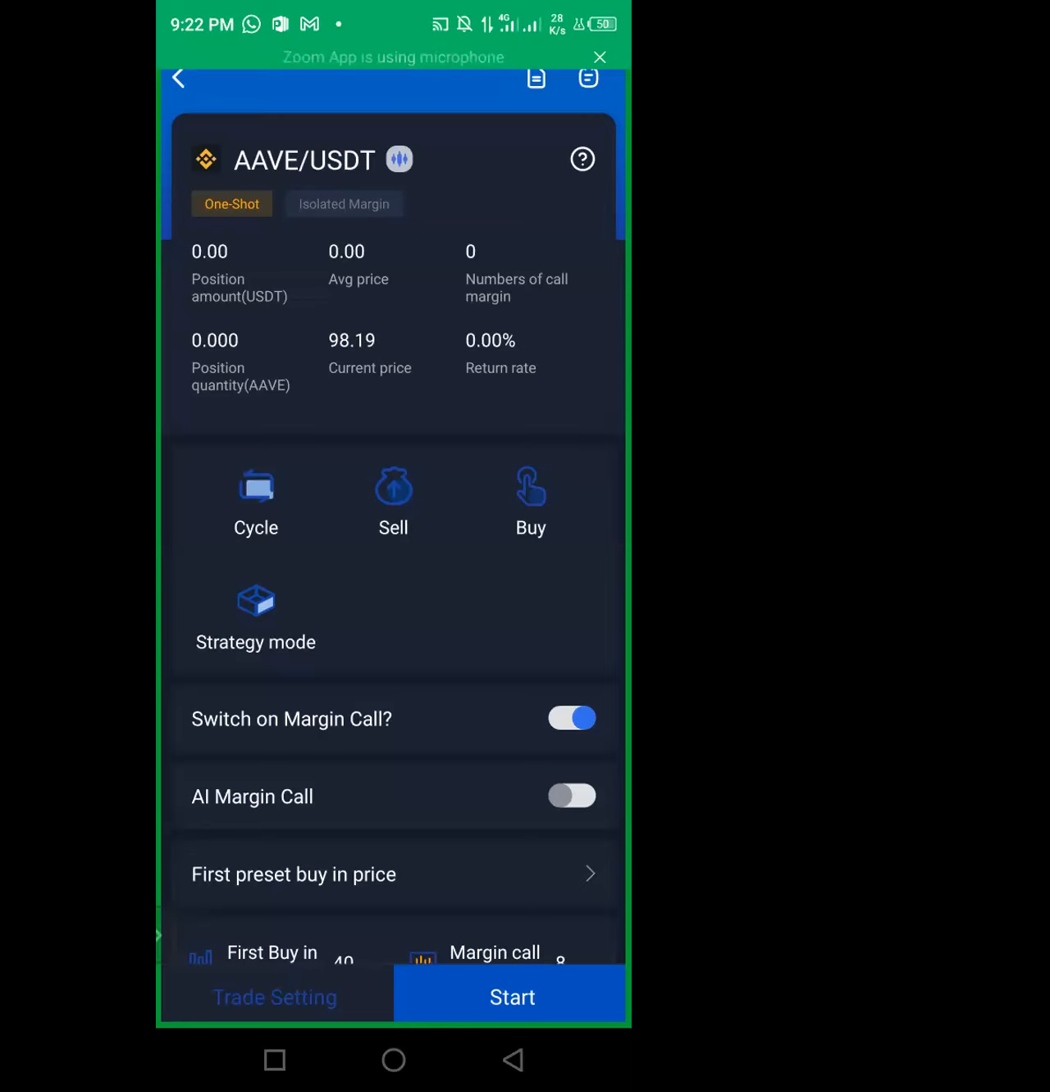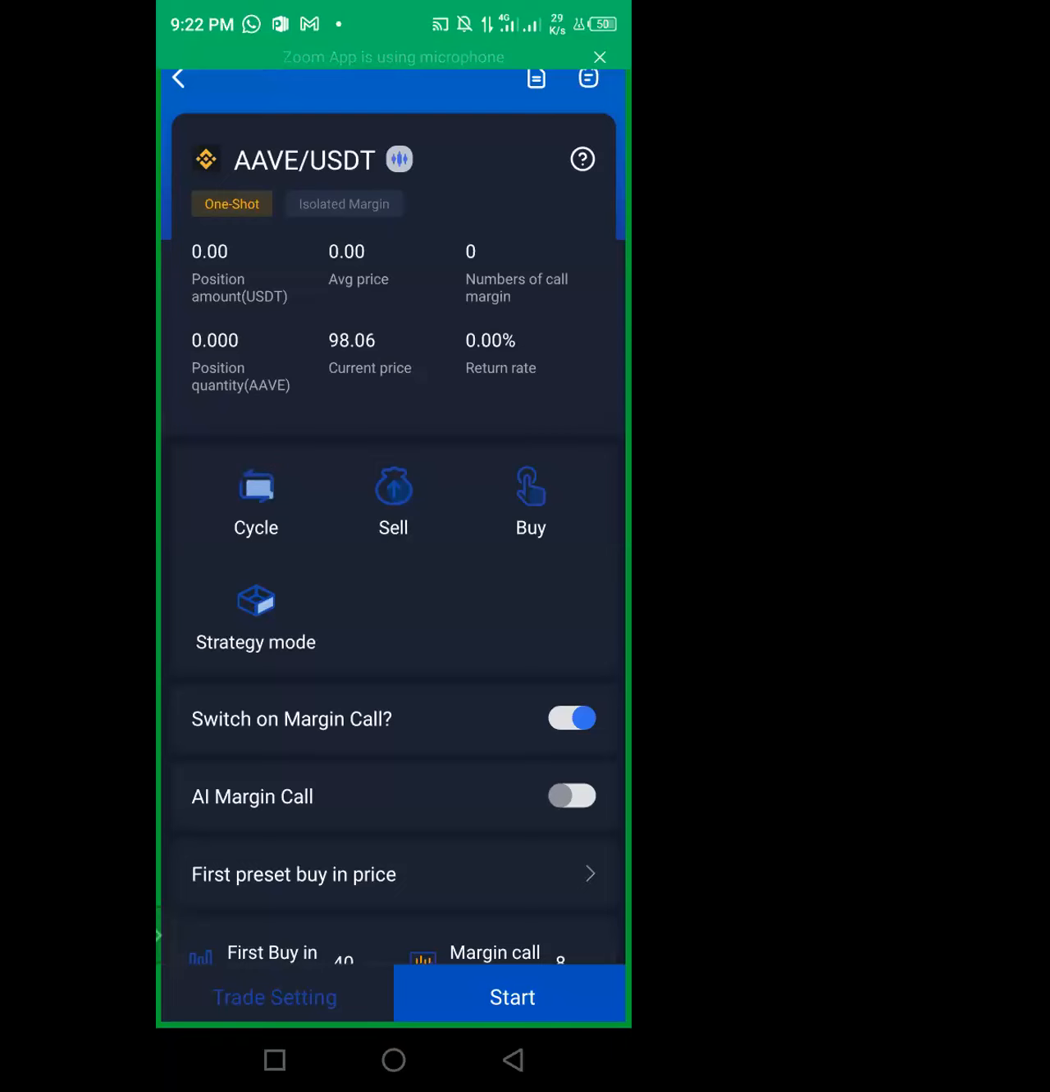Any amount the robot has used so far to buy the bags of rice, you will see it here in this position amount in USDT. If you look below it, you see the position amount in the coin, the bag of rice, in the cryptocurrency. The total amount of bags of rice it has bought, you will see it here, the position quantity.